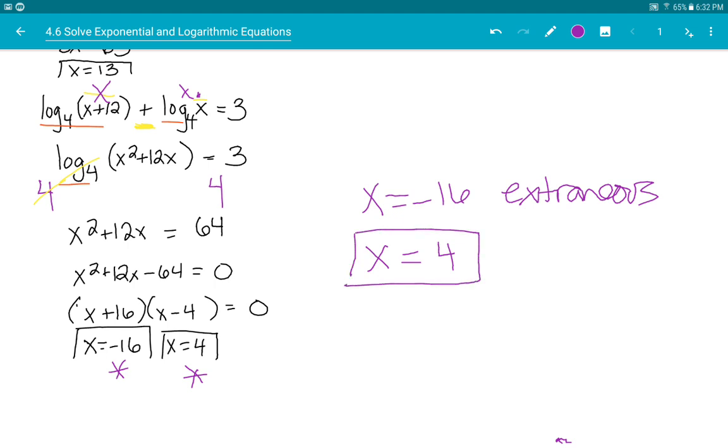Now 16, or negative 16 algebraically, we got a correct solution. But unfortunately, that is not a valid solution for the equation. So we do get some extraneous solutions when we start to apply some of these properties. All right, let's do another.